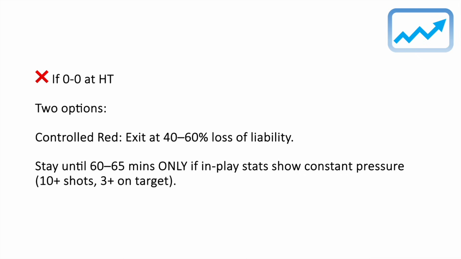The other option, which is much more favourable and I tend to do much more often, stay in until 60, 65 minutes, can go a bit longer than this, but not really too much further. But only if the in-play stats are showing constant pressure. You're looking at 10 plus shots, at least 3 on target. You want to have the confidence that one of the teams is going to score. Otherwise, it's like putting your money on roulette. You're literally gambling if you're not looking at these stats.